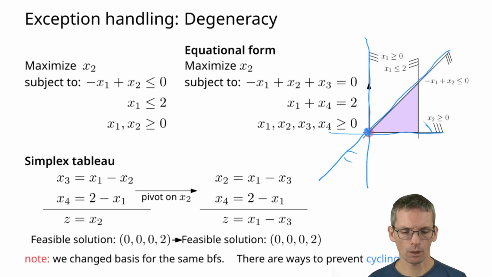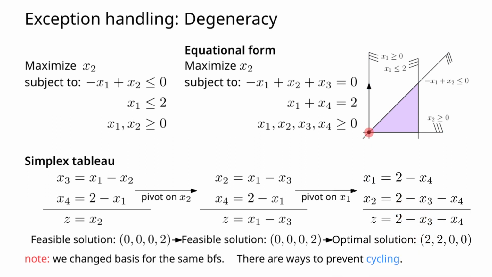So degeneracies are important, but we can handle them by appropriate pivot rules. And here actually in our example, if you now pivot, so next you would pivot on x1, and then you would actually reach the optimal solution, which is the solution up here.